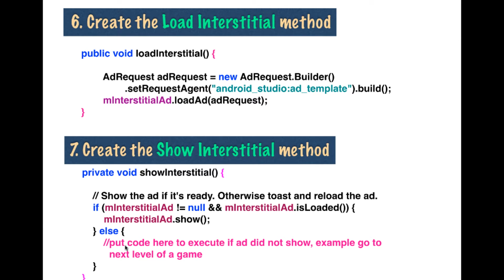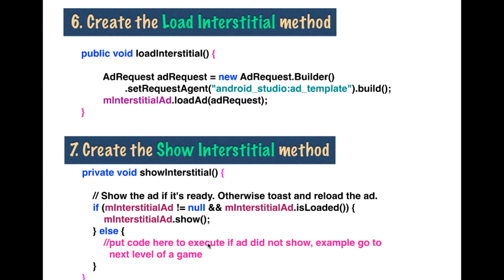So here you have the put code here to execute if add did not show. Example, go to the next level of a game. For example, Admob did not provide any interstitial add at that point in time in your game. So, of course, your app cannot just hang in there. You have to go to the next level of your game or the next part of your app. So, you put that code here.